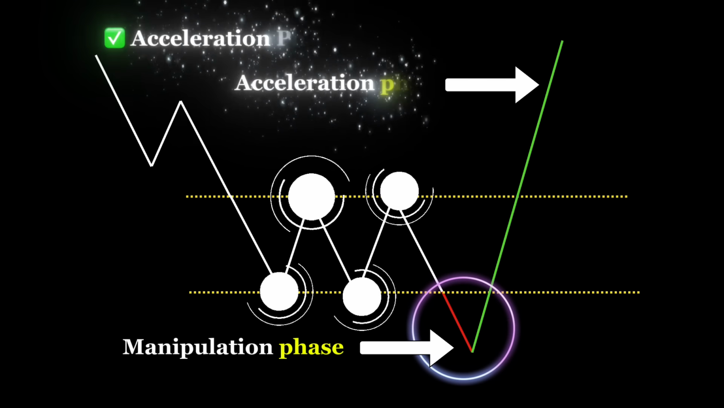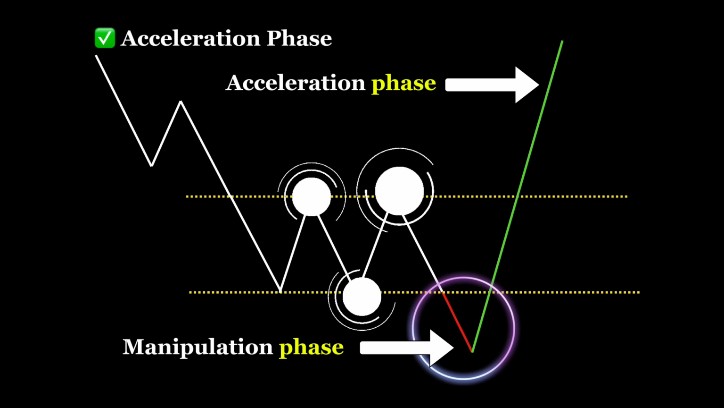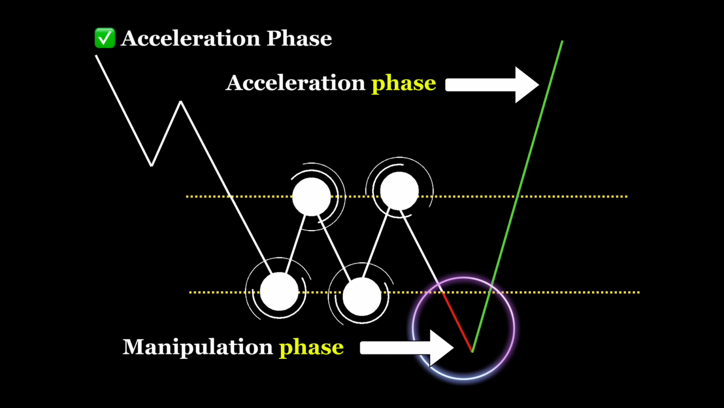This sharp move is known as the acceleration phase. This final phase is where momentum kicks in. And this is your opportunity to enter after the trap with the institutions. Catch this acceleration and you're no longer chasing the move, you're riding it. That was the bullish version of the power of 3. Now let's break down the bearish version. This one plays out at the end of an uptrend, a setup for downside momentum.